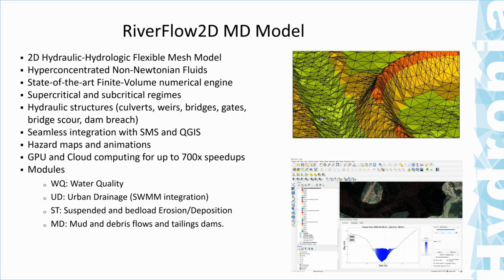Now, so far we had four modules: the water quality, that is related to the pollutant transport module. The urban drainage, that is an integration of the 2D and the EPA SWMM model. The sediment transport module that considers bed load and suspended load, or a combination of these two types of loads, normally for less concentrated sediment. And finally, the modern debris flow module that is used also for tailing dams.